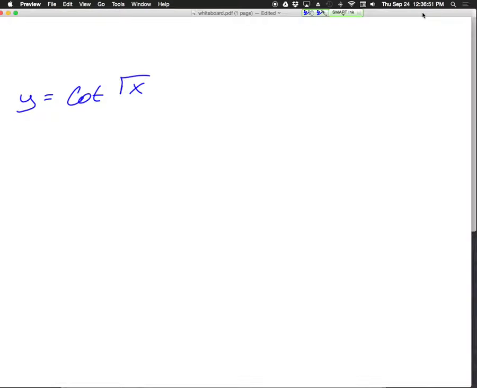Alright, I have y equals cotangent of the square root of x. So what do we have here? A chain. Is it just a chain, or is there a chain inside of a chain? It's just a chain. Good. So what is my outside function? Cotangent is my outside function, and the derivative of it is negative cosecant squared. The inside stays the same.